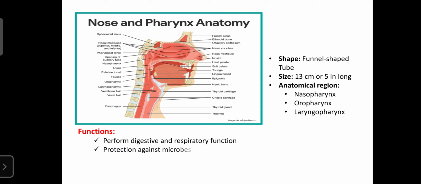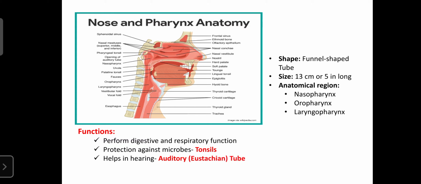Next, it also gives protection against microbes, because in the pharynx we have the tonsils, and tonsils are the site for T lymphocytes. So due to the presence of tonsils, the pharynx gives protection to our body, having the capability to kill microbes.